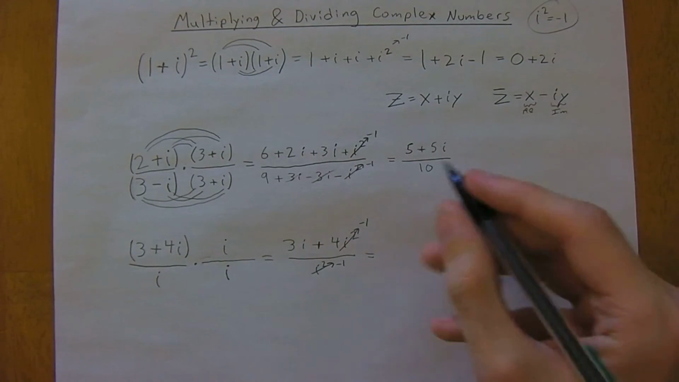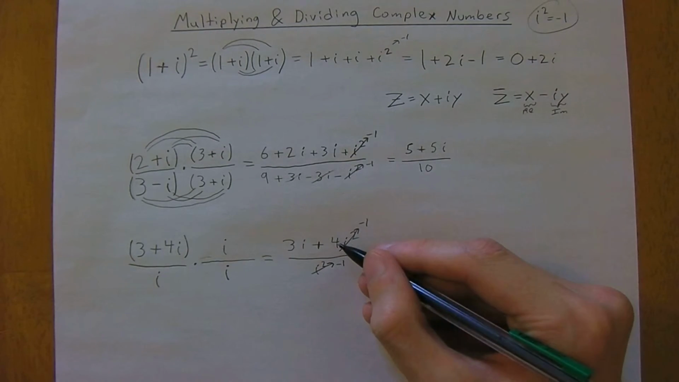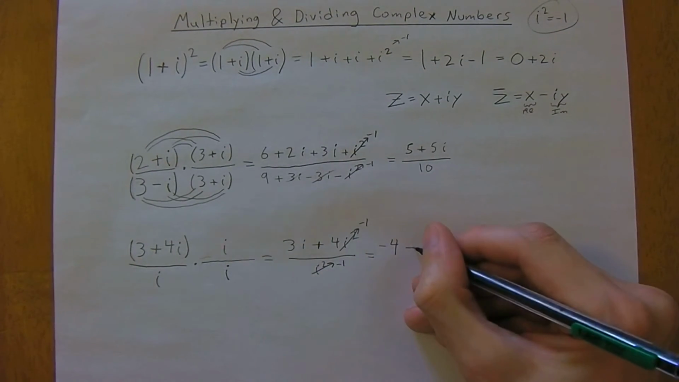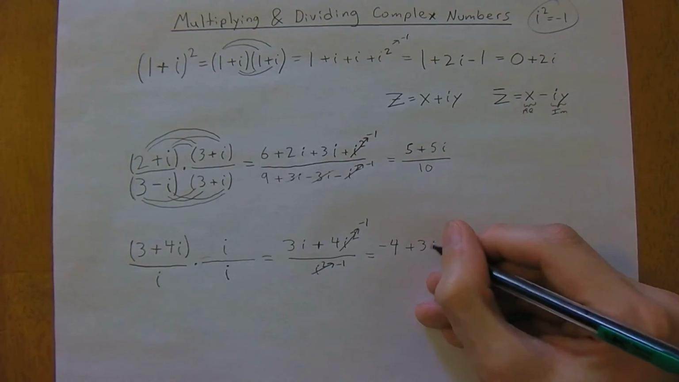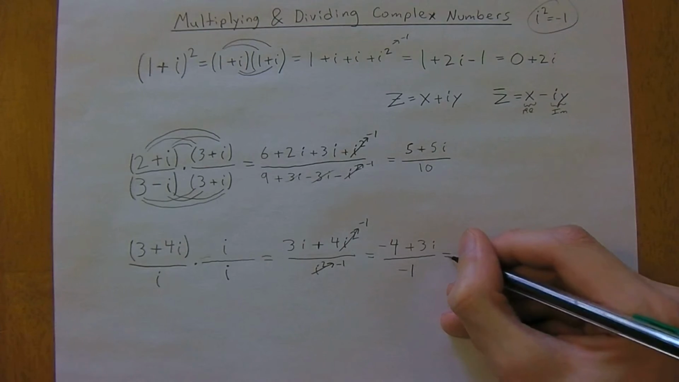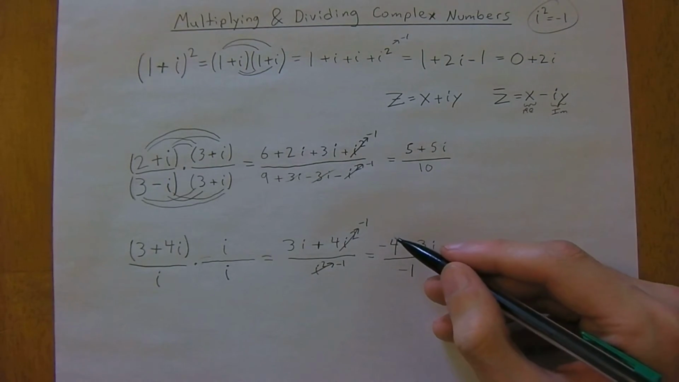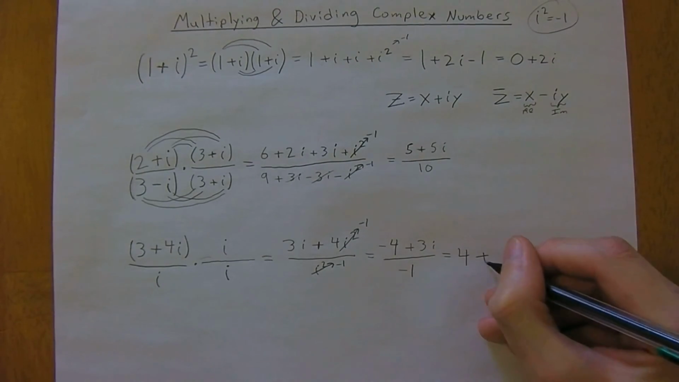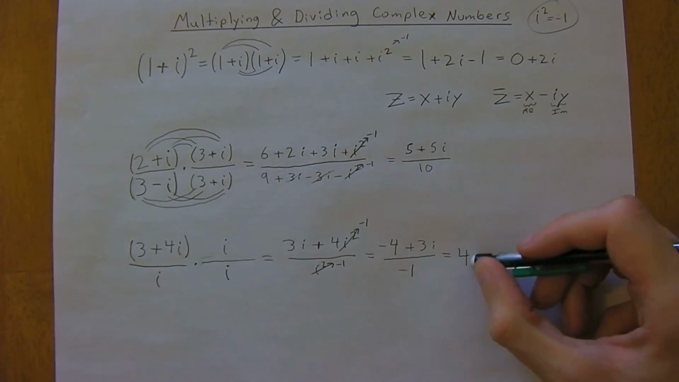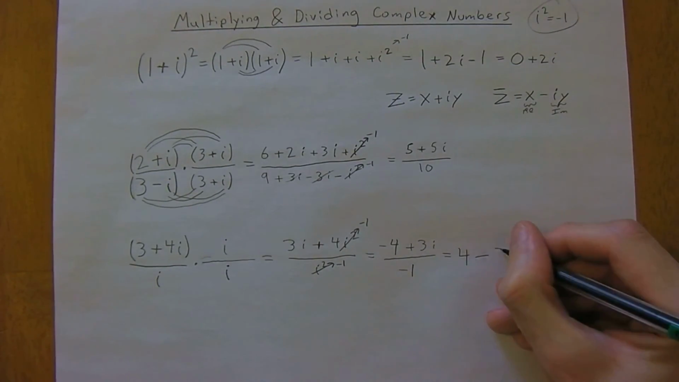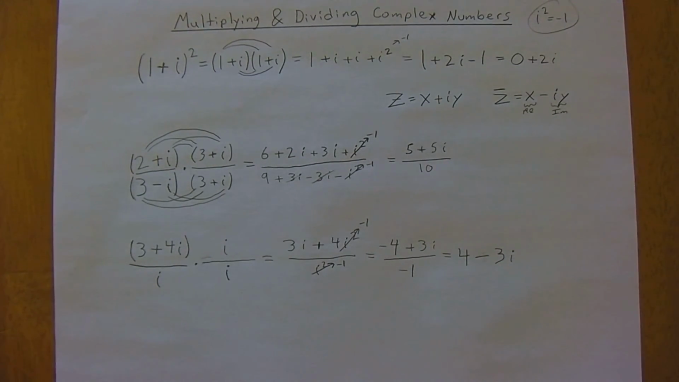So we can simplify this more. So we have 4 times negative 1, it's negative 4, and then we still have the 3i on top. And then at the bottom we just have negative 1. So this is going to be equal to, well, negatives are going to cancel. So 4 minus, so 3i divided by negative 1 is minus 3i. And that's it.